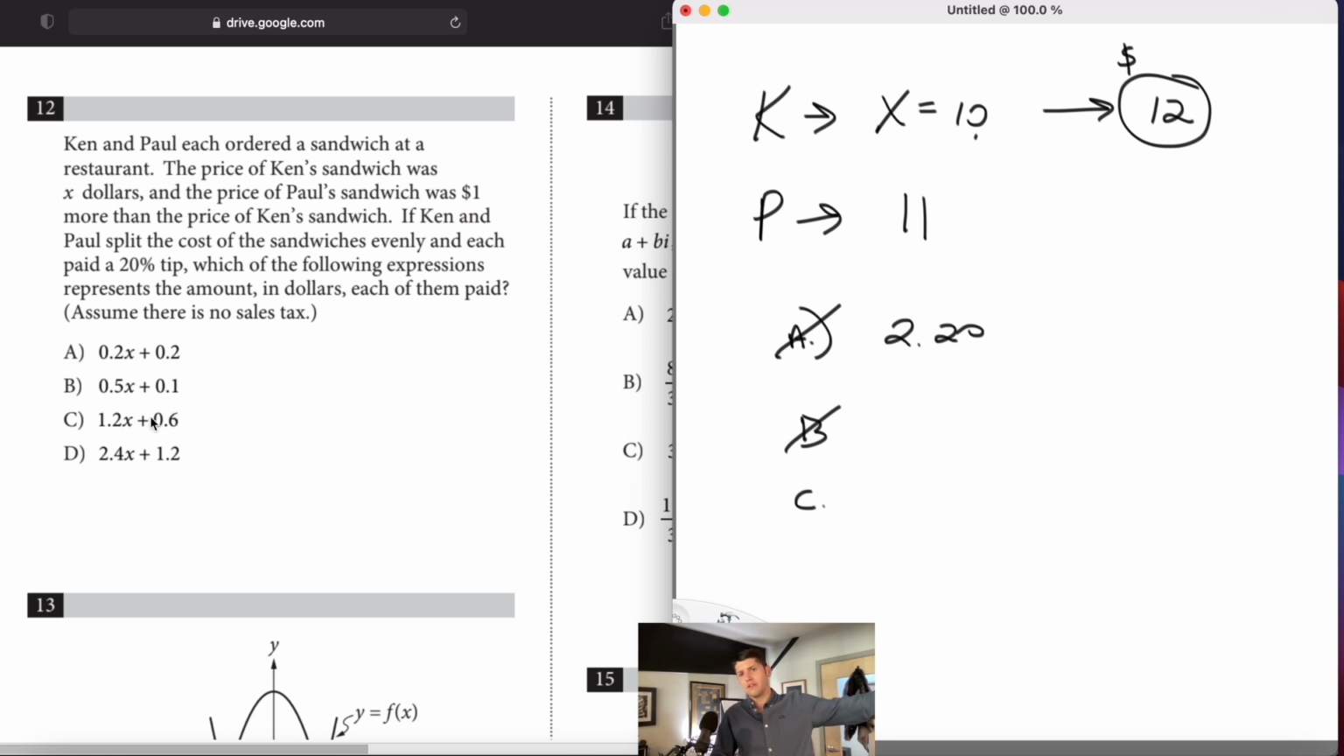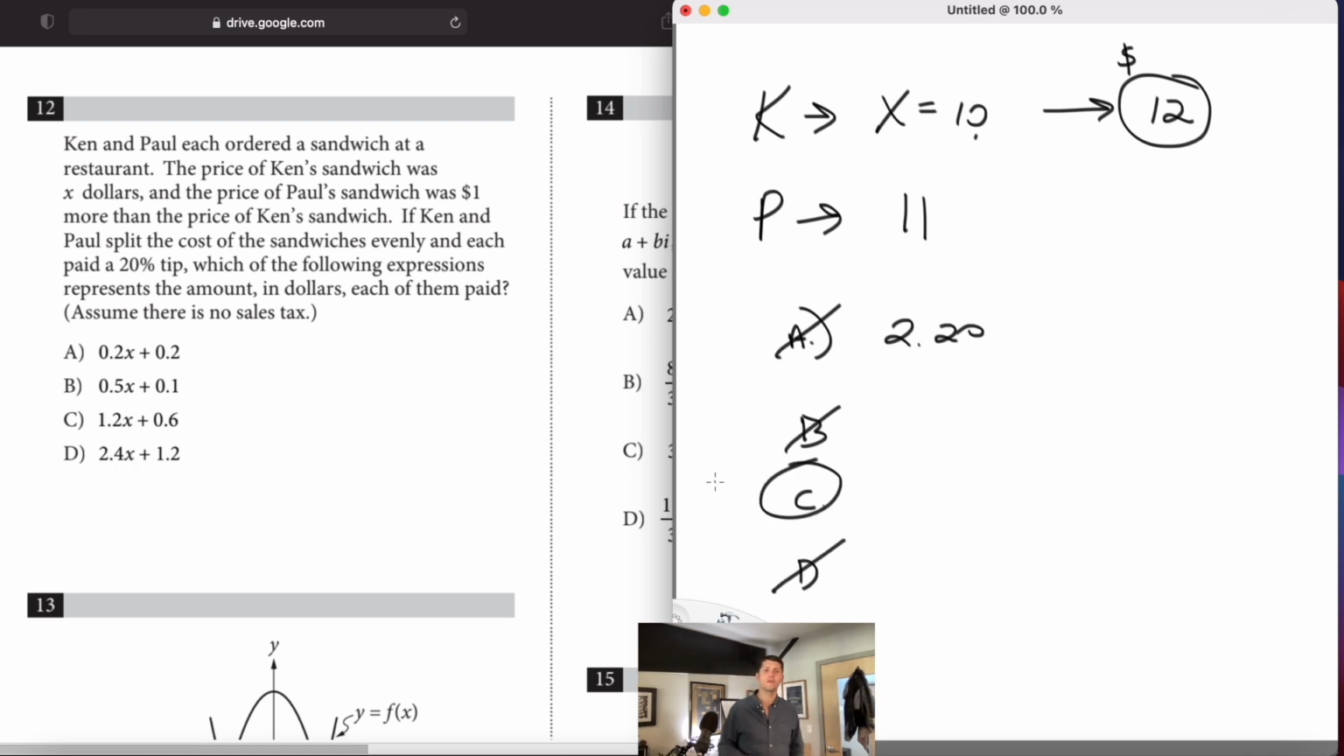I think that's right because they're splitting the cost evenly, so it should be a little bit more than Ken's individual price and a little bit less than Paul's individual price. Meanwhile, D is saying that they each paid $24, right? 2.4 times 10 plus a little bit more. That looks like the full cost.